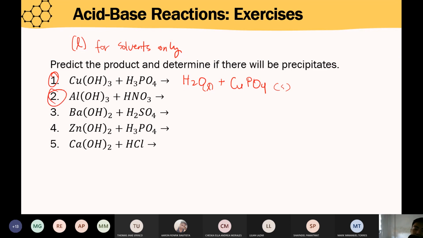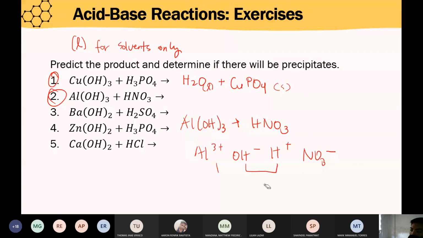So, this will be the last item that I will answer. Last na to, kayo na bahala sa iba uli. So, number 2, sagutan natin to. Aluminum hydroxide, nitric acid. Determine the ions you can get from here. Crisscross, Al3+, OH-. This will be H plus and NO3 minus. Switch partners, because this is double displacement. So your products are H2O, liquid, and aluminum nitrate.